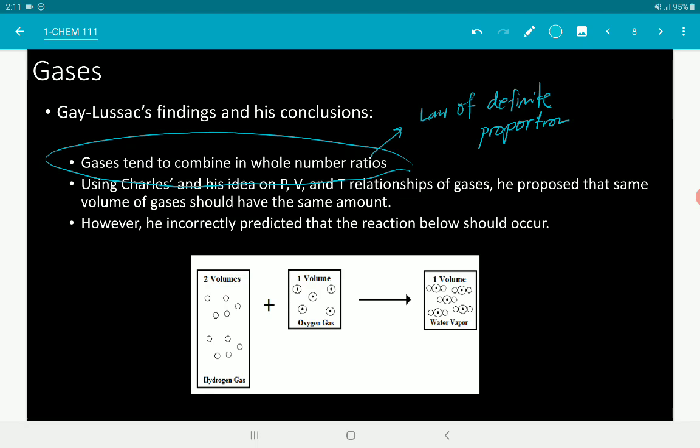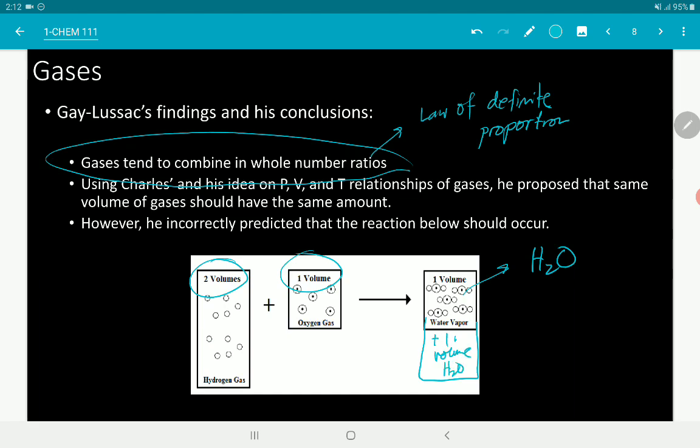So, ang ginawa niya, pinredict niya yung water. Kasi, alam na niya yung chemical formula ng water. It's H2O. So, sabi niya, kung gagamit ako ng hydrogen gas, so kailangan ko ng dalawang volumes ng hydrogen gas saka isang volume ng oxygen. So this is 2 volumes of hydrogen and 1 volume of oxygen gas. Kaso ang lumabas na data plus 1 volume.